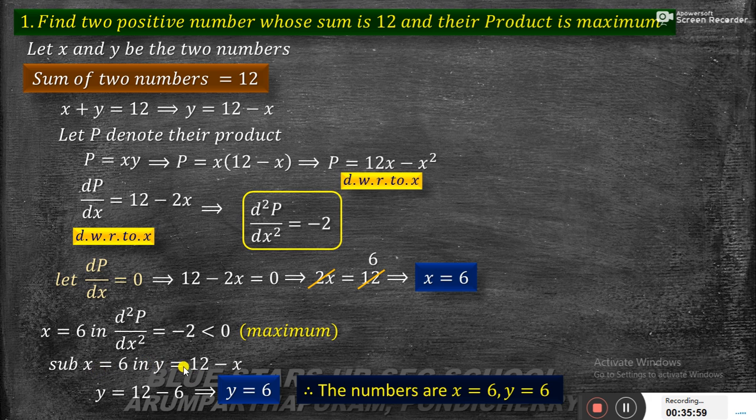Next, we substitute x equals 6 in y equals 12 minus x, because we found the x point and we need the y point. So y equals 12 minus 6, which is y equals 6. The point is 6 comma 6. Therefore the numbers are x equals 6 and y equals 6. They asked about the numbers.